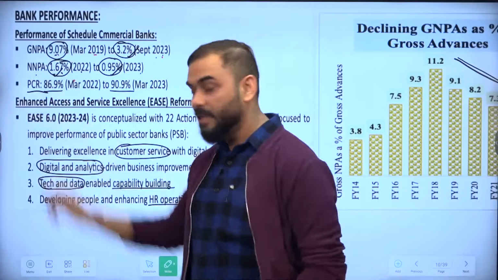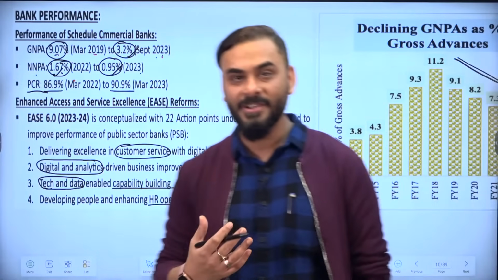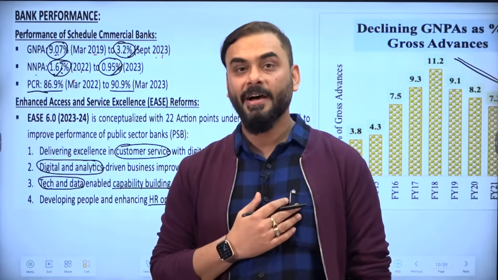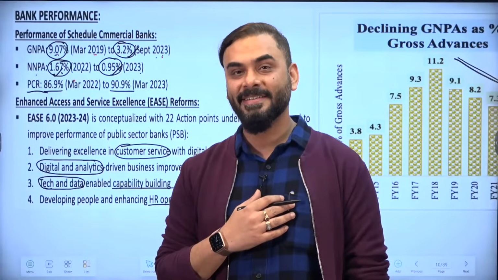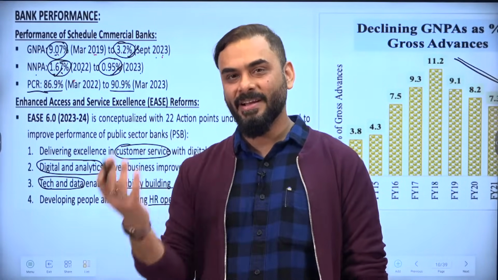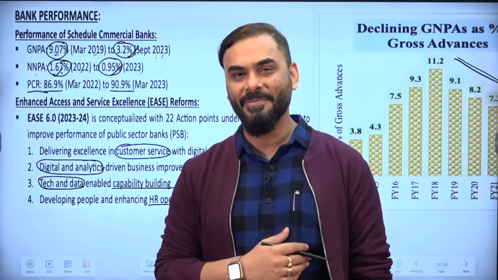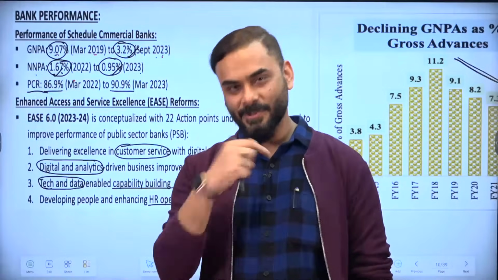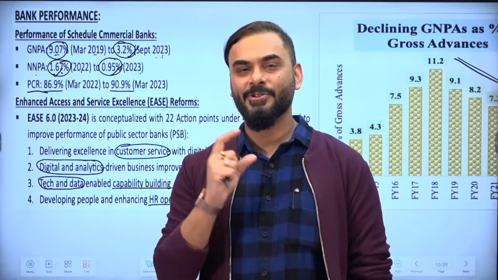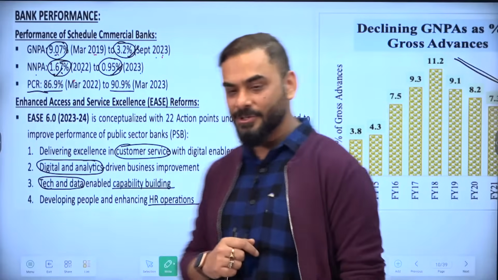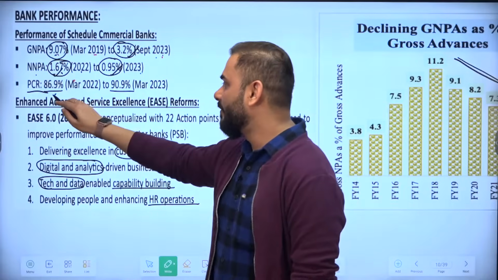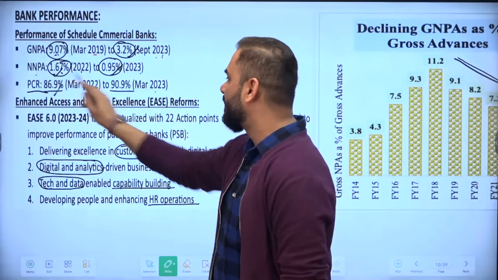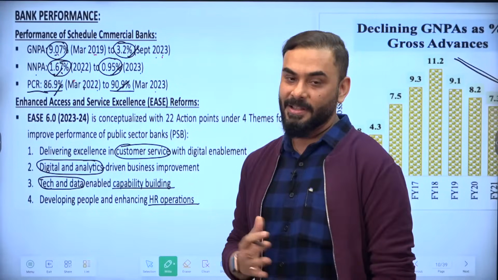Now, what is this PCR? Provisioning Coverage Ratio. What is this? Whenever a bank feels that the loan that it has given will become a non-performing asset, the bank has to make sure that from its profit it keeps some resources in its pocket, right? That is called the provisioning coverage ratio, PCR. So in India, the provisioning coverage ratio has improved from March 2022 to 2023, 86% to 90%. This you have to do.